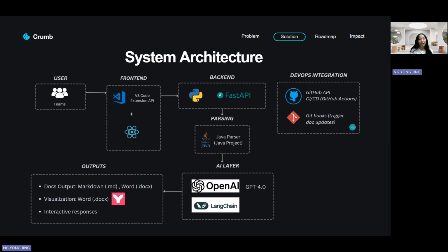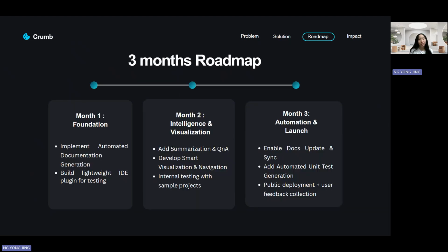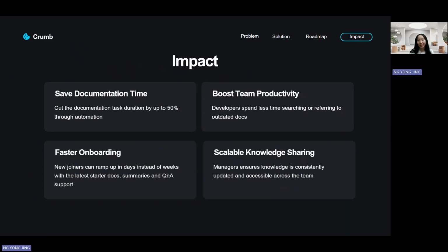To make everything happen, in the first month, we focus on the foundation, building the IDE plugin and enabling automated documentation generation. By month 2, we add intelligence with summarization, Q&A, and smart visualization, testing them on our real project. And finally, in month 3, we bring full automation, keeping docs synced, generating unit tests, and launching publicly with user feedback collection.